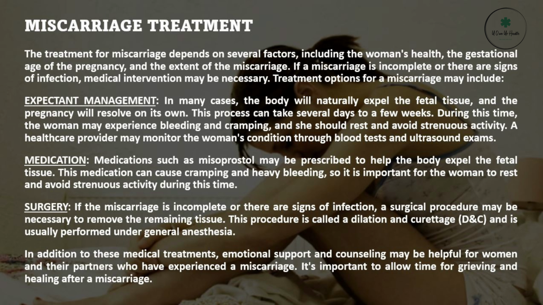Medication. Medications such as misoprostol may be prescribed to help the body expel the fetal tissue. This medication can cause cramping and heavy bleeding, so it is important for the woman to rest and avoid strenuous activity during this time. Surgery. If the miscarriage is incomplete or there are signs of infection, a surgical procedure may be necessary to remove the remaining tissue. This procedure is called a dilation and curettage (D&C) and is usually performed under general anesthesia. In addition to these medical treatments, emotional support and counseling may be helpful for women and their partners who have experienced a miscarriage. It's important to allow time for grieving and healing after a miscarriage.